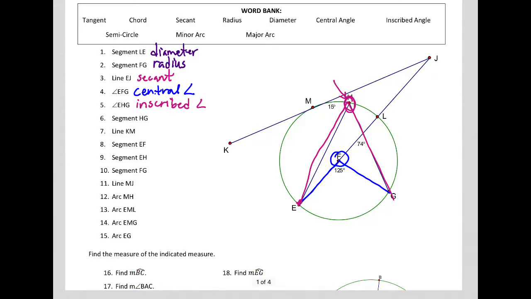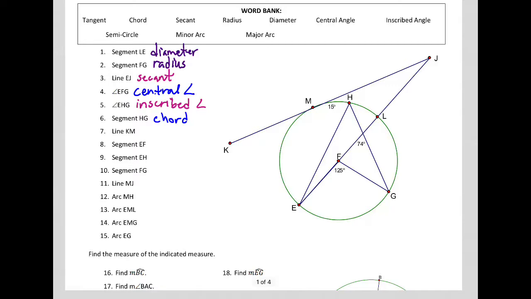Now segment HG, so from H, which is here, to G, which is here, so I'm going to make this bold because I'm writing all over it. So notice it connects 2 points that are on the circle's edge, so that's a chord. So anytime it connects 2 points on the circle, that is a chord.